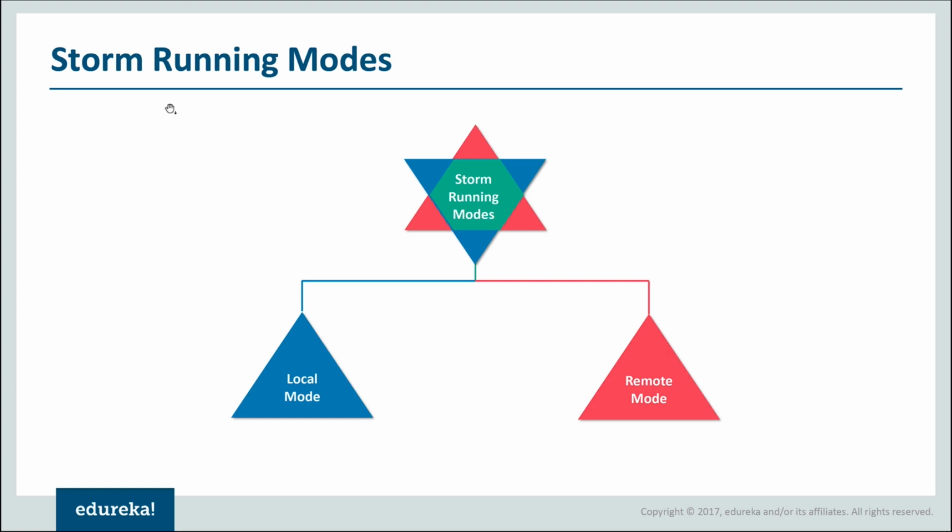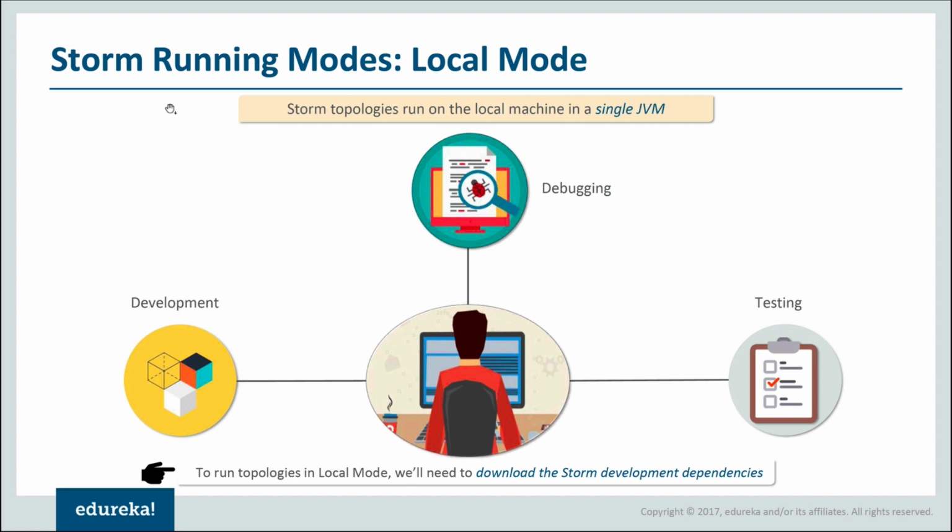So let's talk about the local mode in detail first. Local mode is used for development purposes, and the Storm topology that you will write will be run on your local machine in a single JVM. You can debug your code, you can test your code, and after you are done writing all the code, you can submit it to the remote Storm cluster.